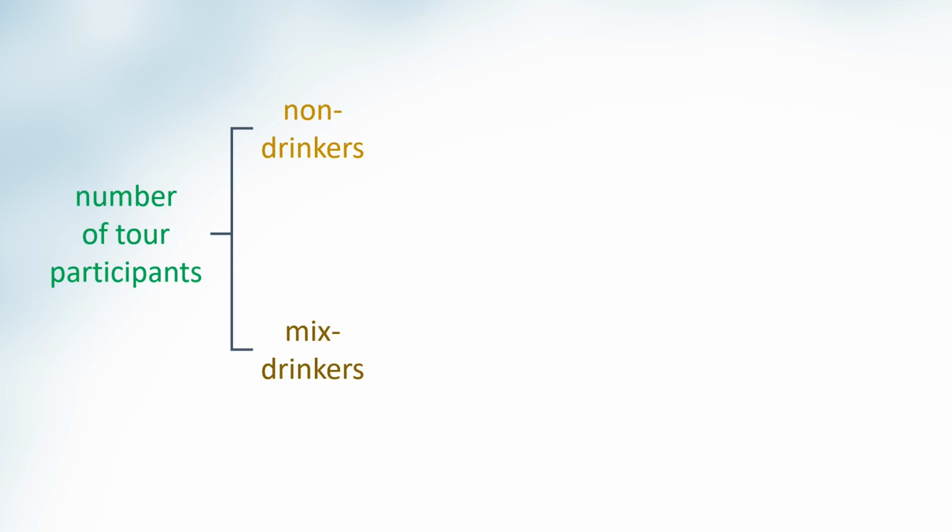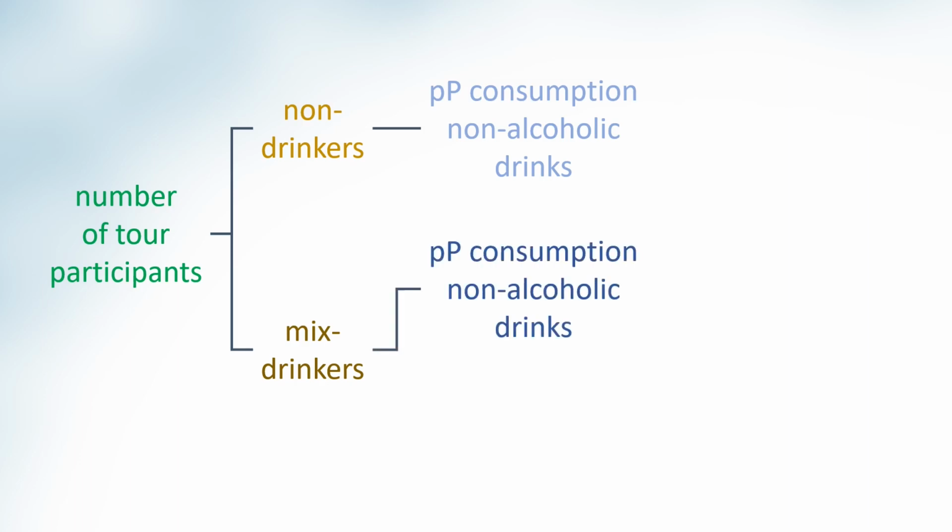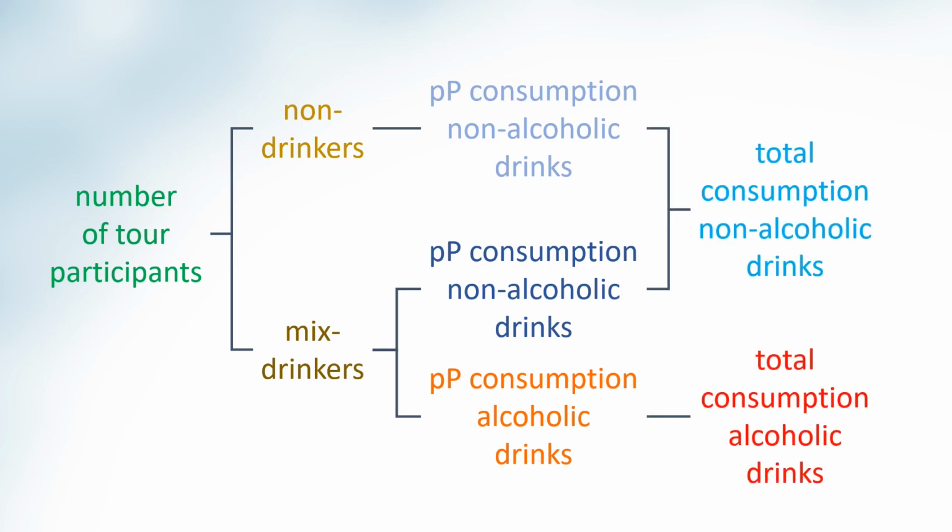Next, we require estimates for the per-person consumption of non-alcoholic beverages by non-drinkers and those who choose a mix of drinks. Why differentiate between the two? Simply because we expect a noticeable difference between these groups, as the latter will have some of their beverages containing alcohol, which introduces another variable we must account for. From that, we will be able to calculate the total consumption of non-alcoholic and alcoholic drinks.